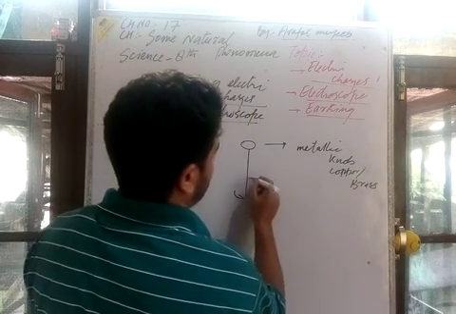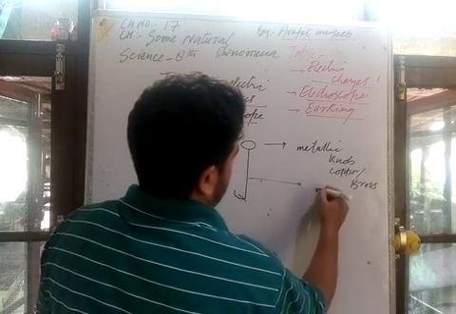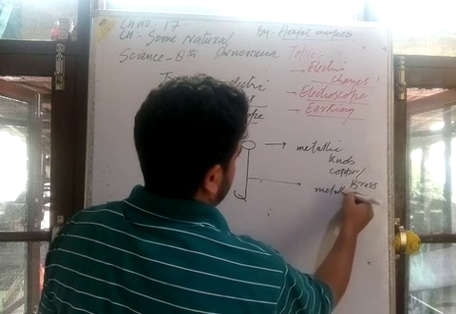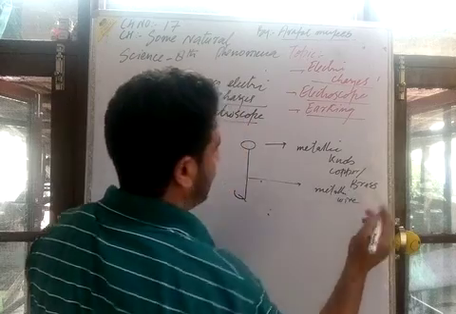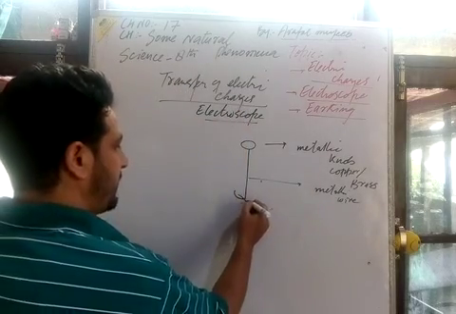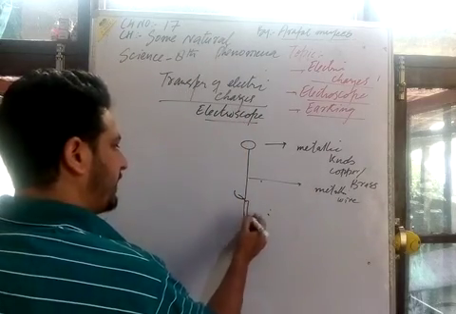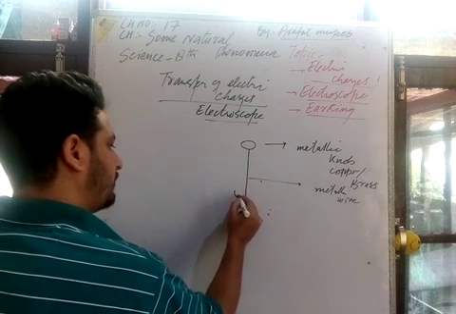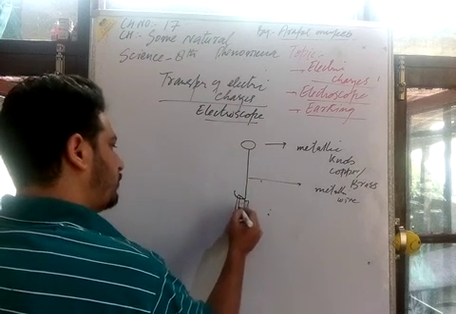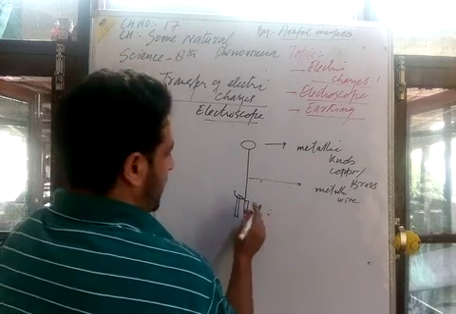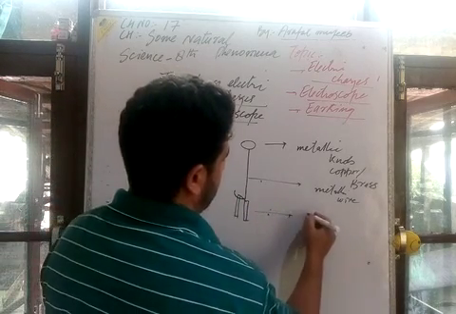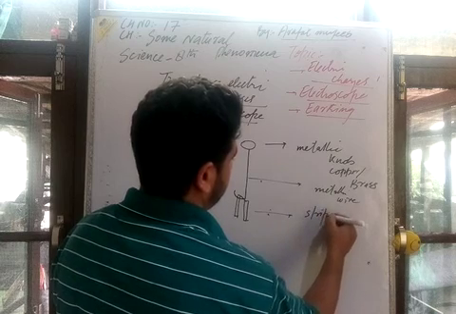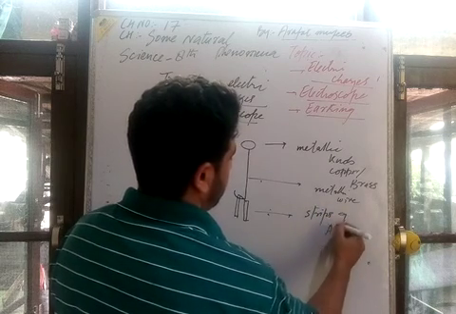Then there is a metallic wire, a metallic steel wire. Metal is the best conductor of electric charge. Here there are two strips, and these two strips should be very, very close to each other. They are strips of aluminium, which is also a metal.